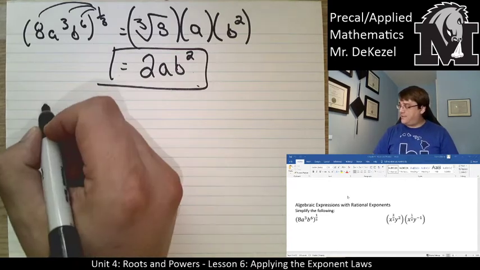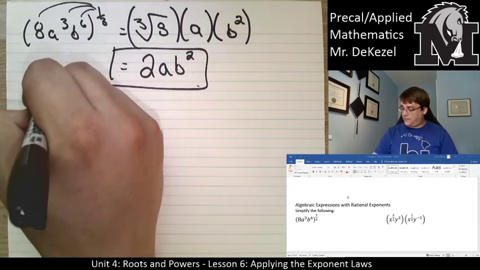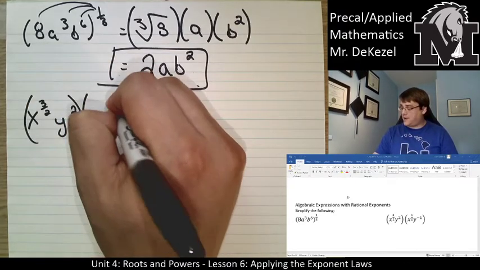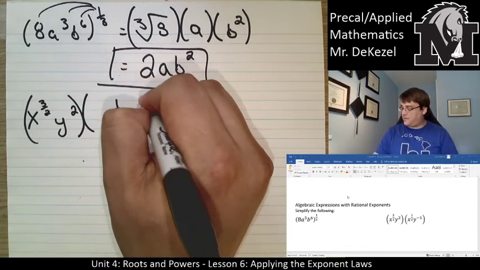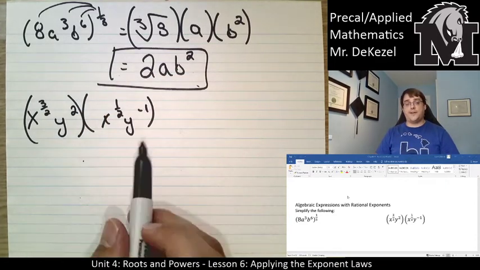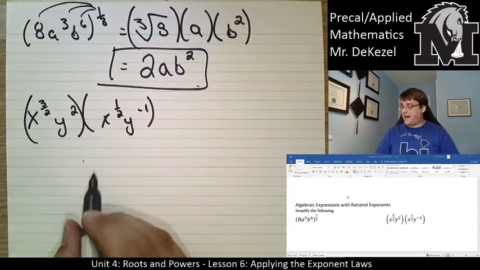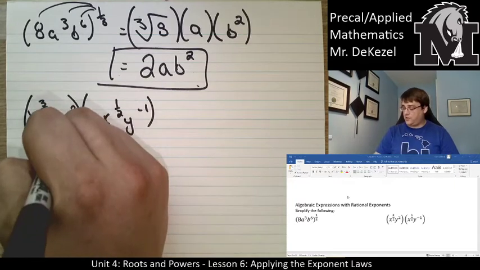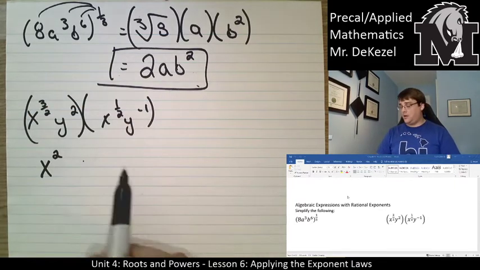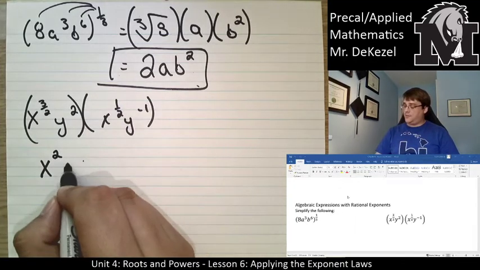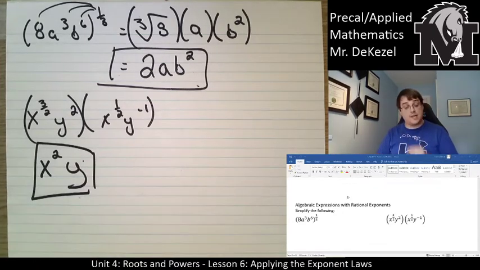The next one we have to the right, we have x to the power of 3/2, y squared, and that is all multiplied by x to the power of 1/2, y to the power of negative 1. We're going to multiply the variables by each other, which means adding the exponents. So 3/2 plus 1/2 is 4/2, and 4/2 is 2. So I'm left with x squared. Y squared plus negative 1 is subtracting 1, so I'm just left with y. So that's all I would have left. With fractional exponents, it's really not much different.